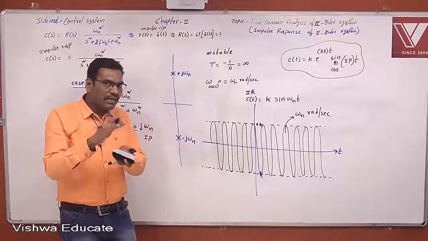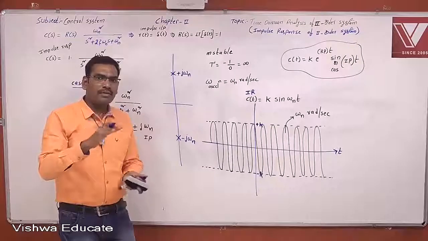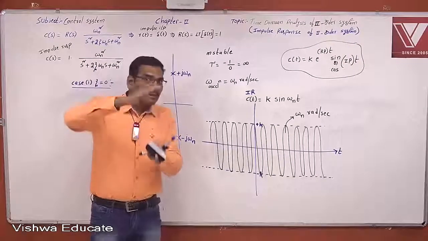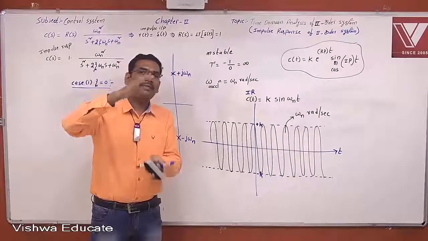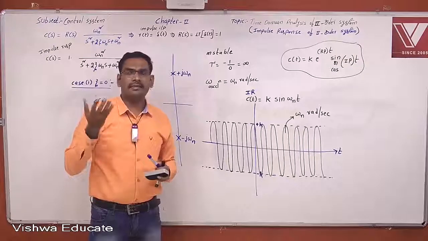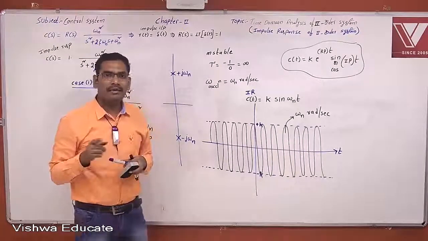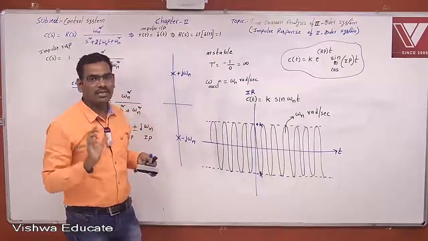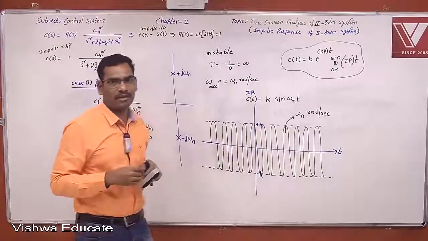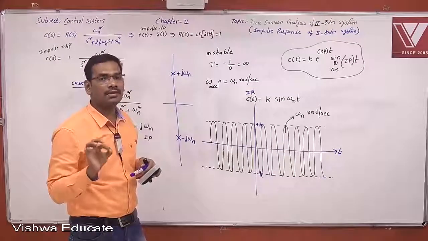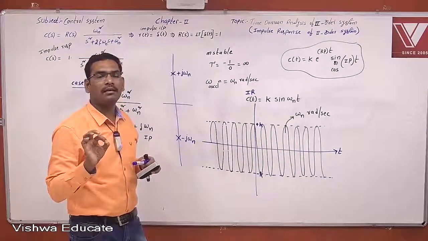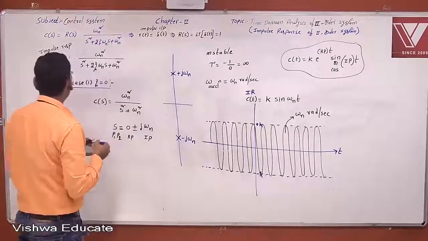In the previous basic classes I gave one word. When amplitudes decrease, we call that damping. When amplitudes increase, the signal amplitude increases. But here the amplitude is constant, which means there is no change in amplitude. Therefore this response is called an undamped response, where un means no change.